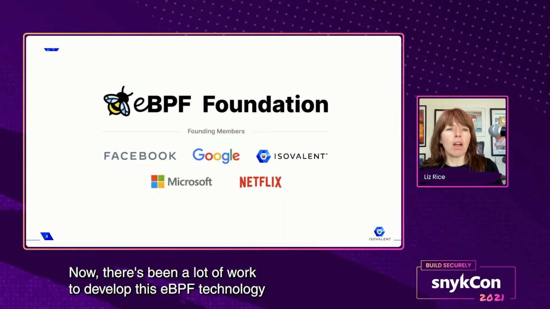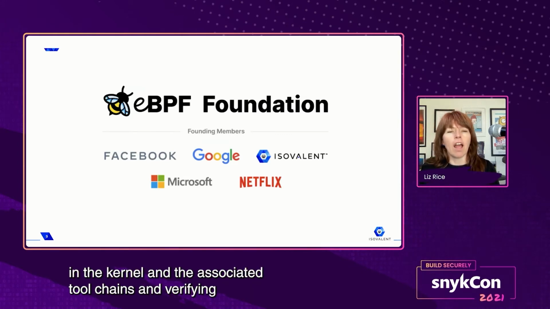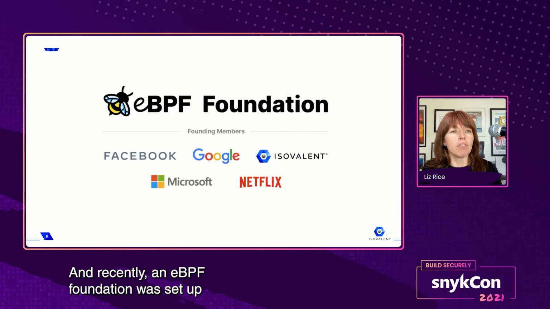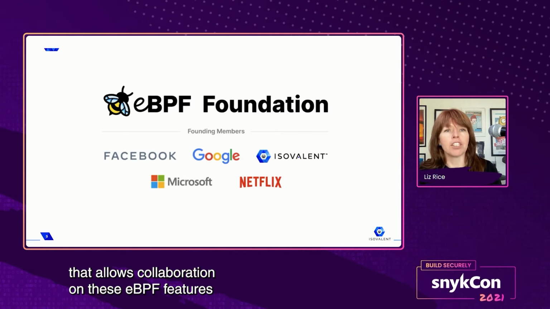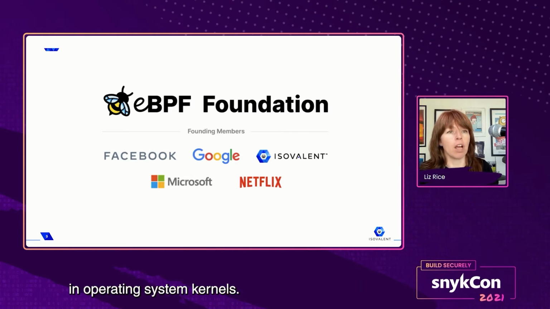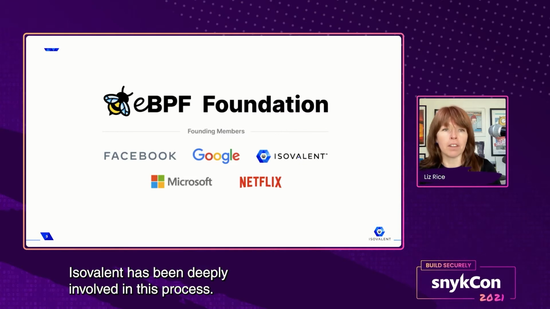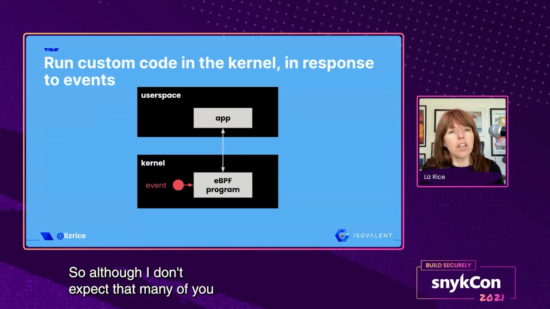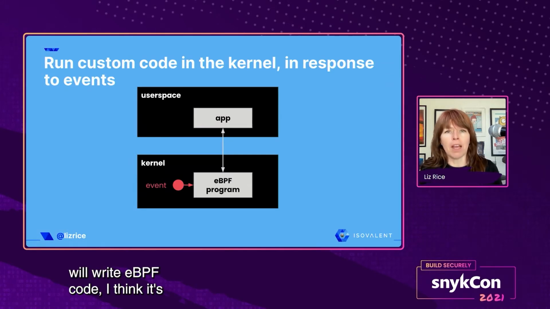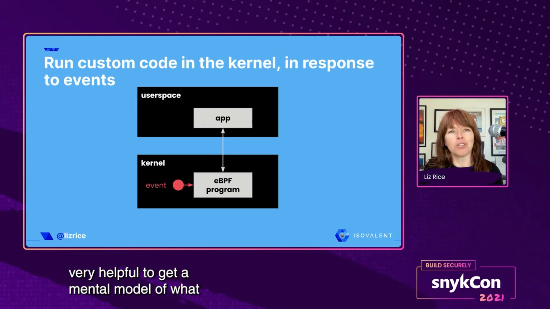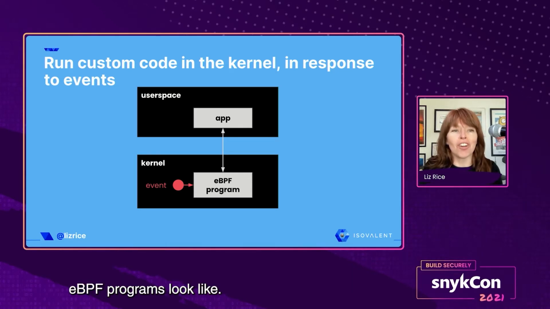Now, there's been a lot of work to develop this eBPF technology in the kernel and the associated tool chains and verifying technologies. And recently, an eBPF foundation was set up that allows collaboration on these eBPF features in operating system kernels. Isovalent has been deeply involved in this process. So, although I don't expect that many of you will write eBPF code, I think it's very helpful to get a mental model of what eBPF programs kind of look like.